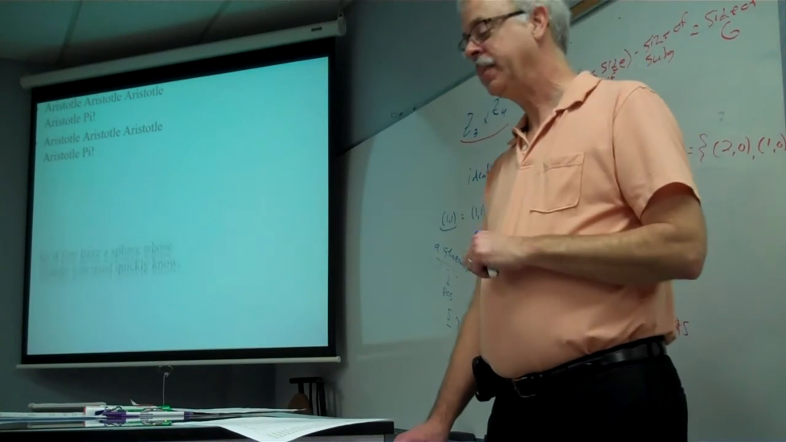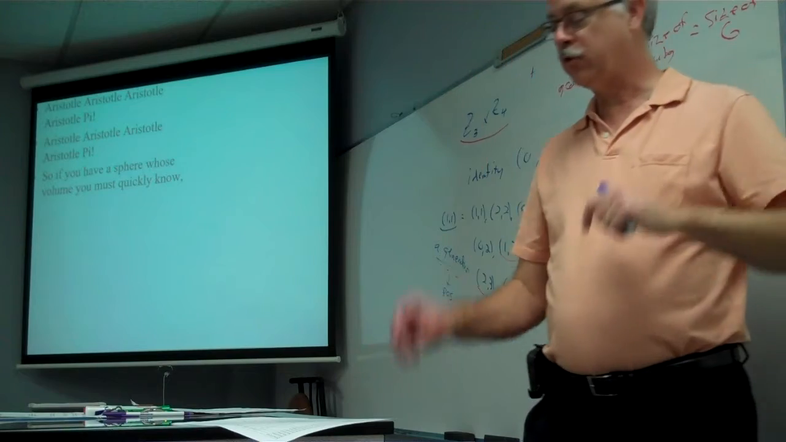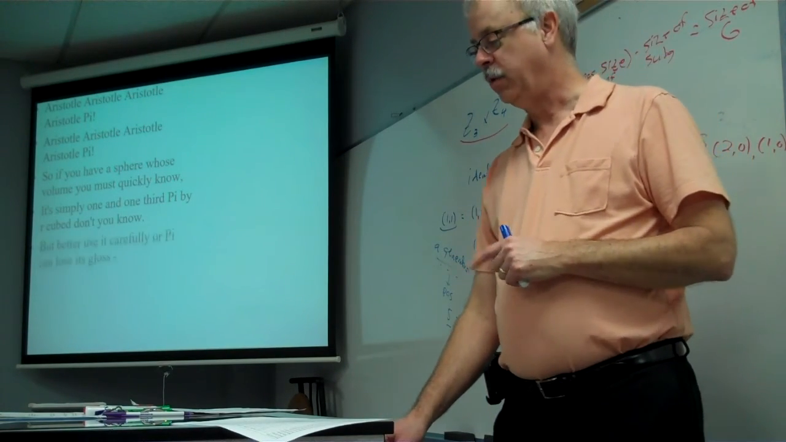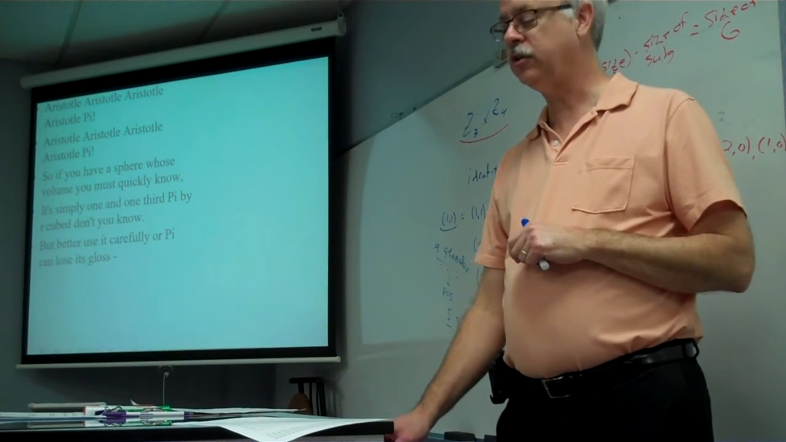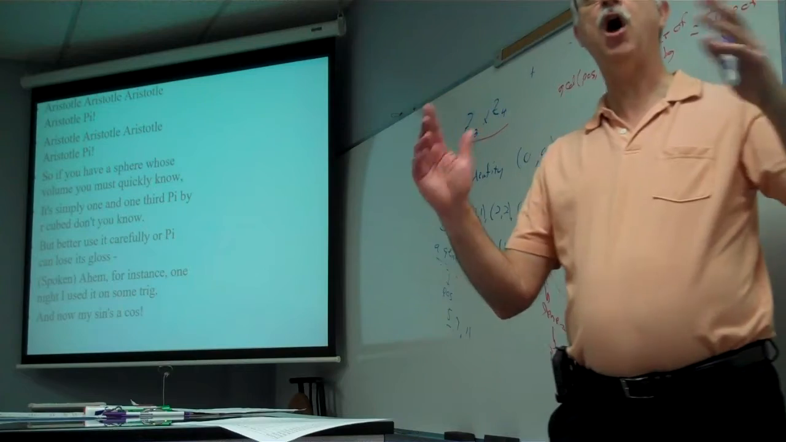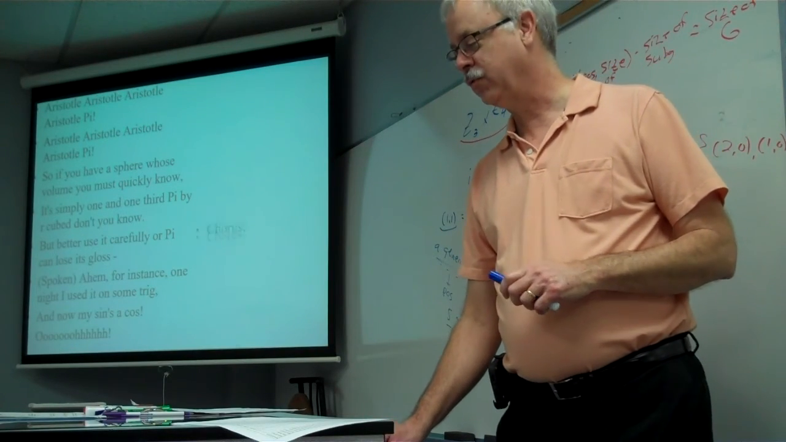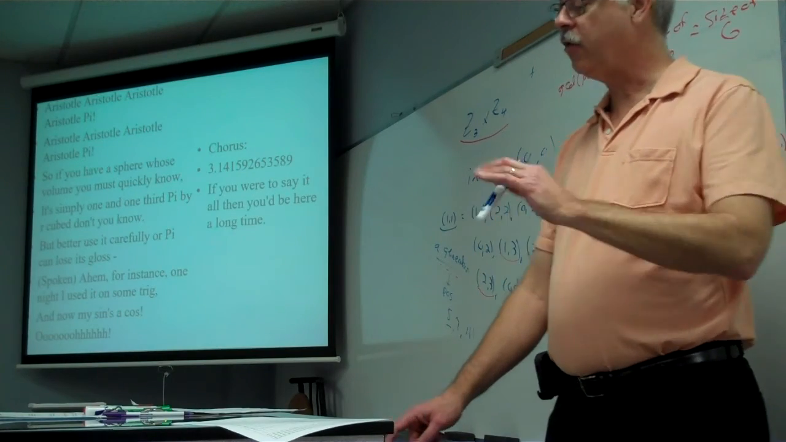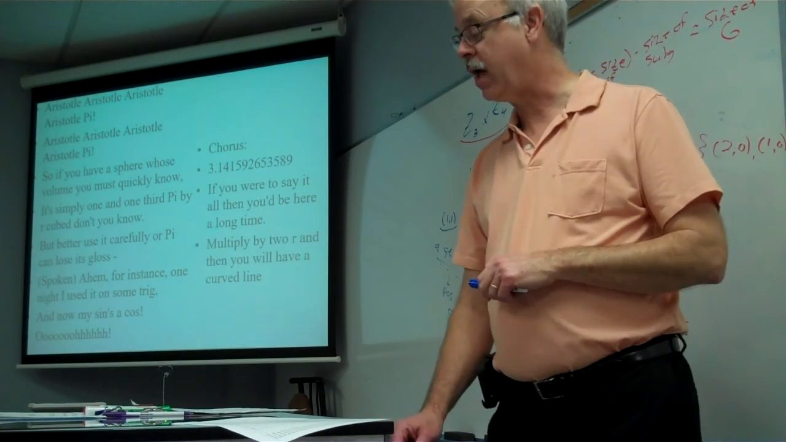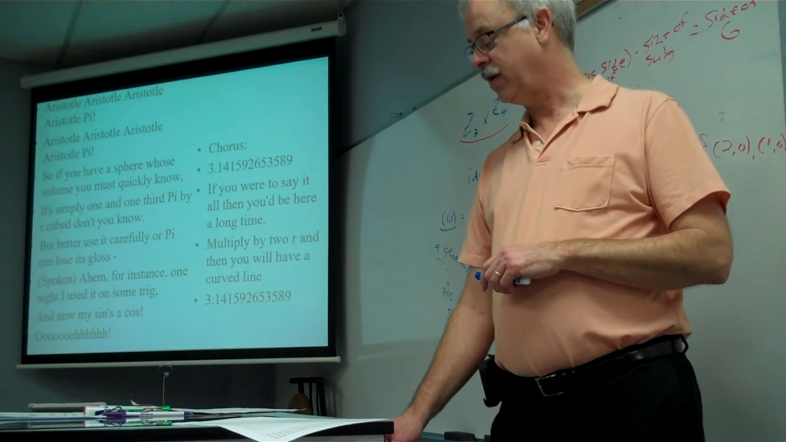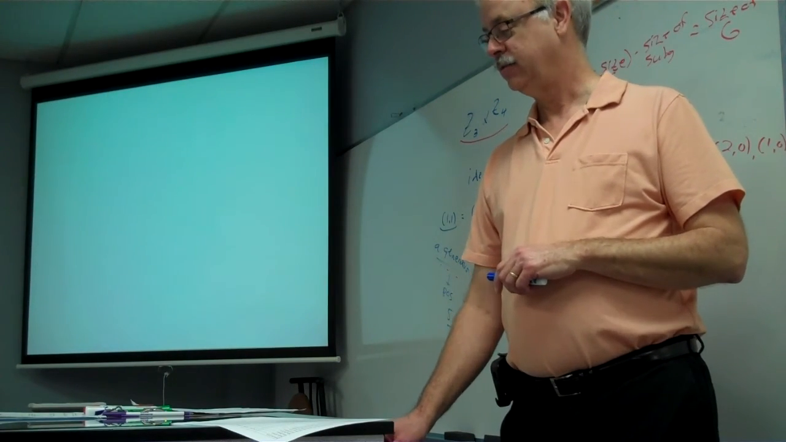So if you have a sphere whose volume you must quickly know, it's simply 1 1/3 pi by r cubed, don't you know? But better use it carefully or pi can lose its gloss. For instance, one night I used it on some trig, and now my sign's a cos. Oh, 3.141592653589. If you were to say it all, then you'd be here a long time. Multiply by 2r, then you will have a curved line. 3.141592653589. The end.